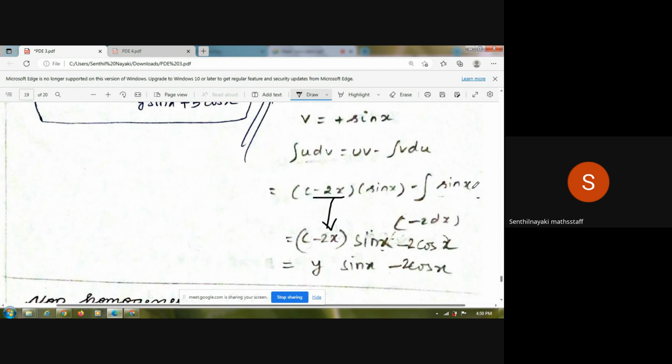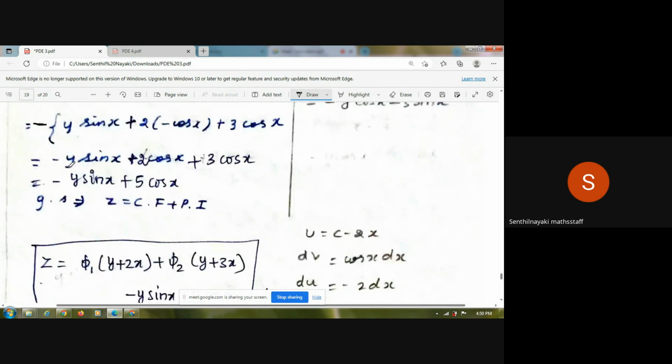integration of sin x is minus cos x, therefore 3 minus signs, here 1 minus sign, after the integration of sin x we get minus cos x, therefore we get minus 2 cos x, therefore y sin x minus 2 cos x. We are substituting this answer here.